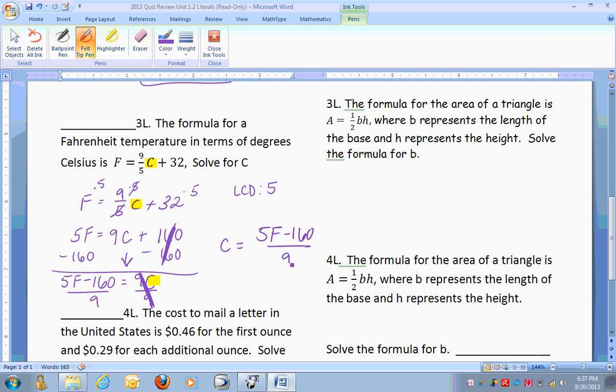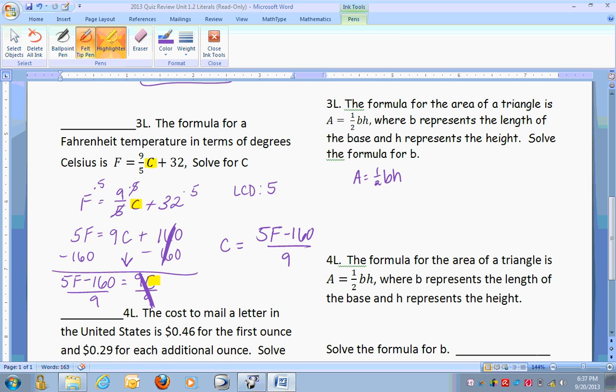All right, let's go over to problem 3 under the target practice. The formula for the area of a triangle is area equals 1/2 base times height, where b represents the length of the base and h represents the height. Solve the formula for b.